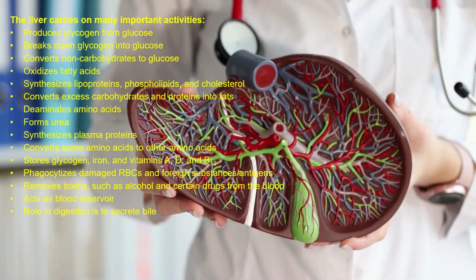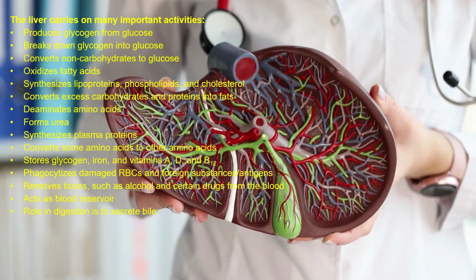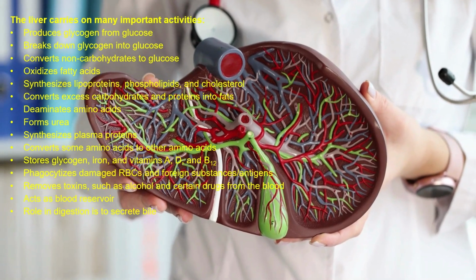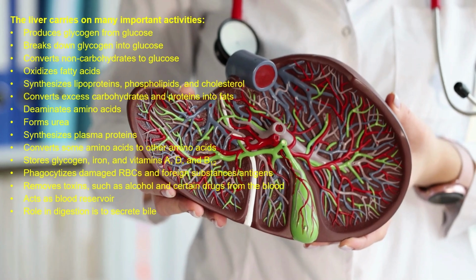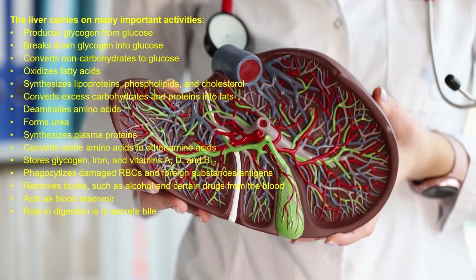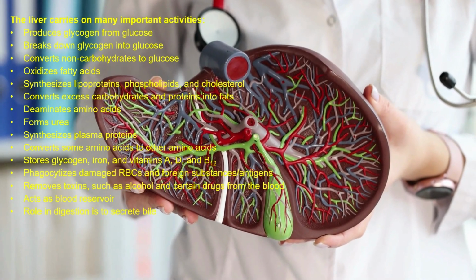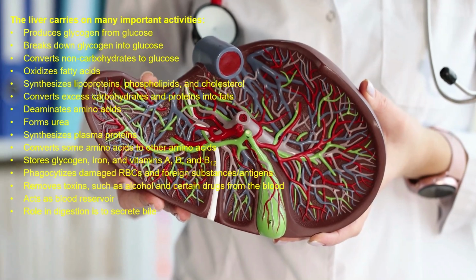It removes amino groups from amino acids and gets rid of the ammonia byproduct. It forms urea to aid in the removal of ammonia from the body. It helps with amino acid formation and some synthesis of vitamins. It destroys damaged red blood cells and deals with the waste products from this. It deals with toxins like alcohol. It acts as a blood reservoir, and it helps in fat digestion by making bile.